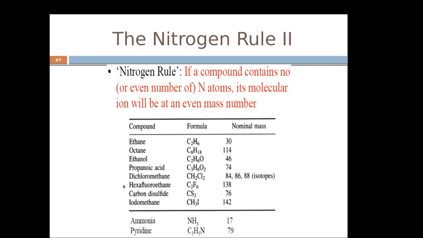Say, for example, you can take these molecules, which do not contain any nitrogen. But for molecules such as ammonia, NH3, the nominal mass is 17, because it contains one nitrogen atom, so the nominal mass is an odd value. None of these other molecules contain nitrogen, so the number of nitrogens is 0. So all these molecules have an even mass number. Whereas pyridine contains one nitrogen, and the nominal mass of this compound is an odd value. So this is what nitrogen rule 2 says.